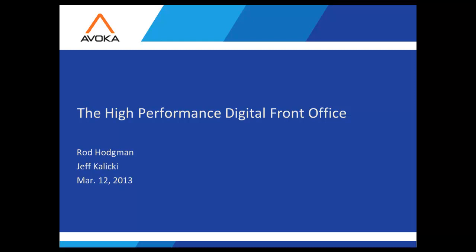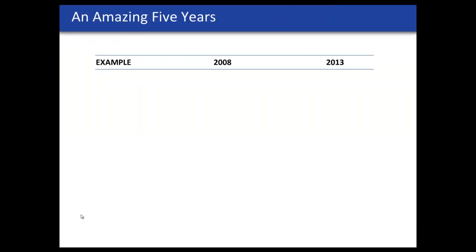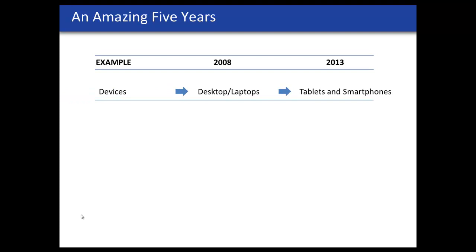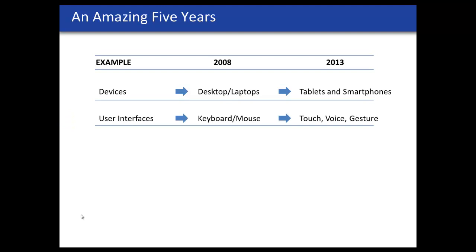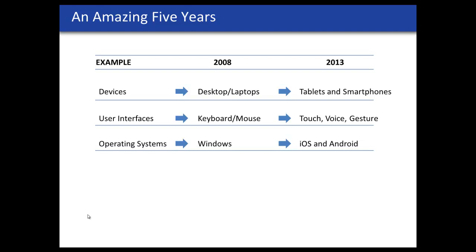Let's get started by getting a little perspective on the amazing changes that have occurred over the last 5 years. When we look at devices, we can see we're moving from desktops and laptops to tablets and smartphones, which means user interfaces are going from keyboard and mouse to touch, voice, and gesture. And the dominant operating system is transitioning from Windows to Apple's iOS and Google's Android.